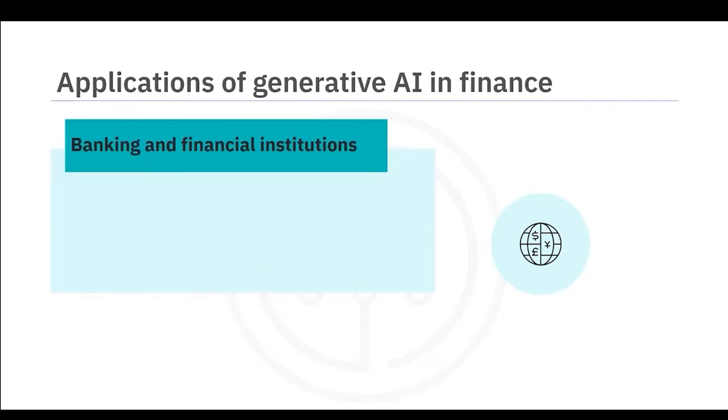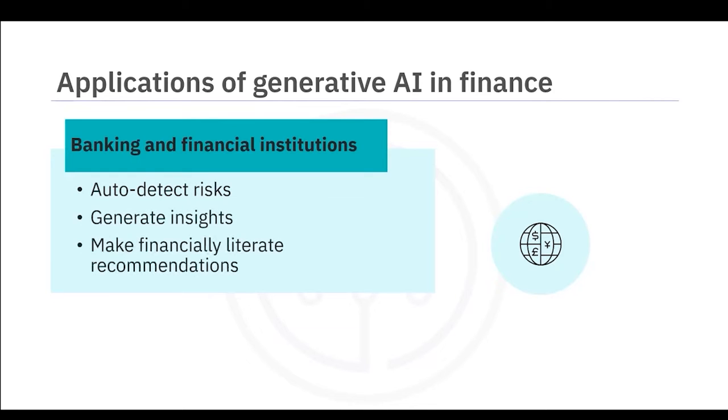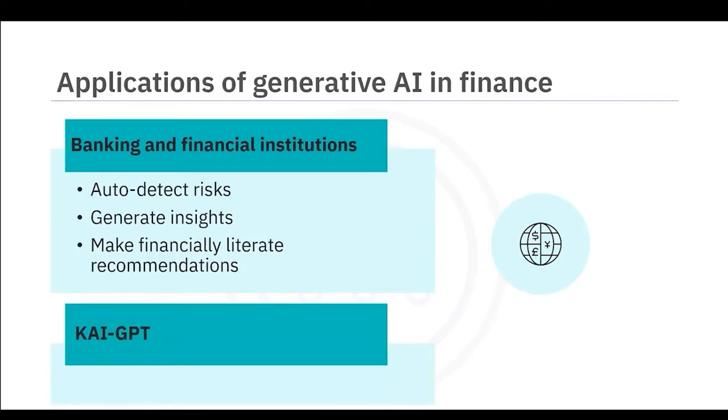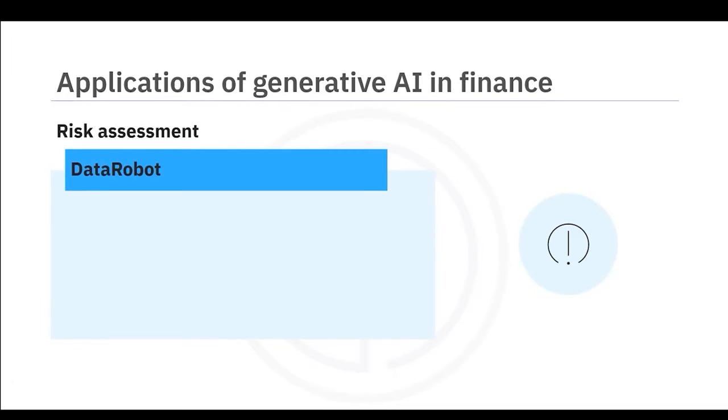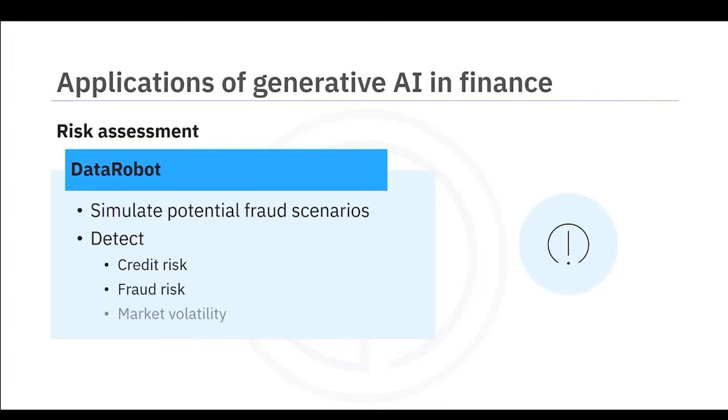Banking and financial institutions greatly benefit from generative AI's capability to auto-detect risks, generate insights, and make financially literate recommendations. KAI-GPT is the first banking industry-specific LLM that helps banking applications provide human-like, financially literate responses. In risk assessment, DataRobot, for example, can generate synthetic use cases by simulating potential fraud scenarios to detect credit risk, fraud risk, and market volatility.